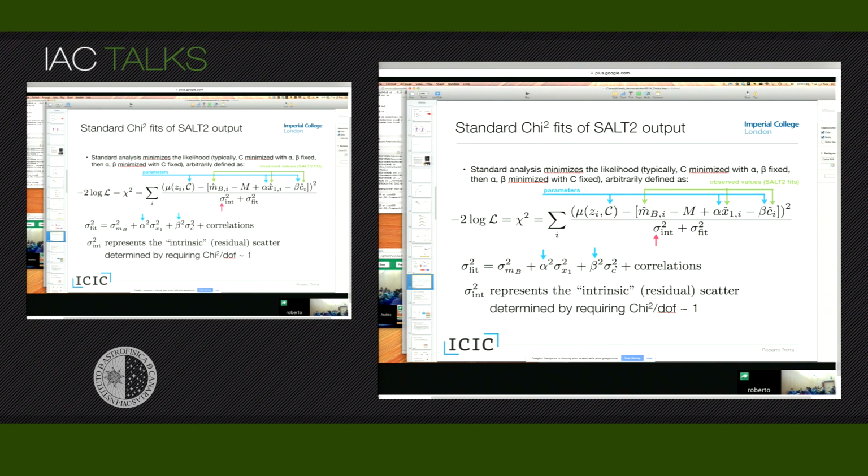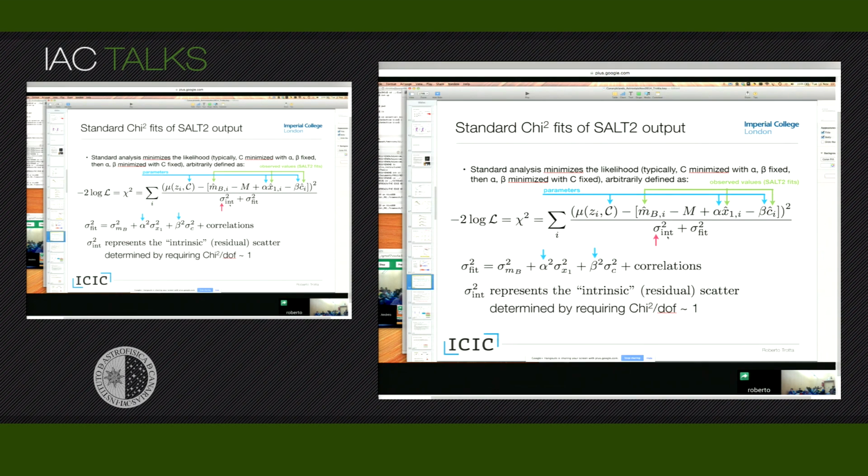Okay, and then what people do is some sort of fit, which is not even an MCMC fit, for the unknown parameters in this expression, which are the cosmological parameters we care about, the intrinsic magnitude, if you care to know what that is, alpha and beta, and sigma intrinsic as well, which is also an unknown parameter. There are several statistical problems in this.